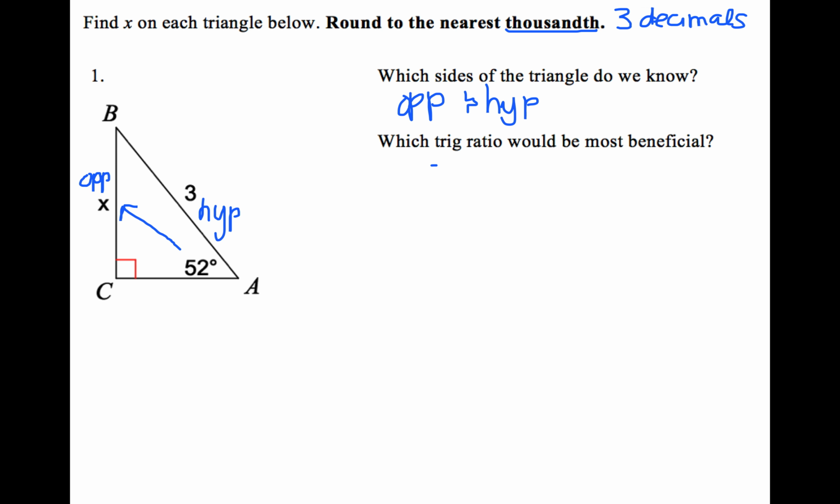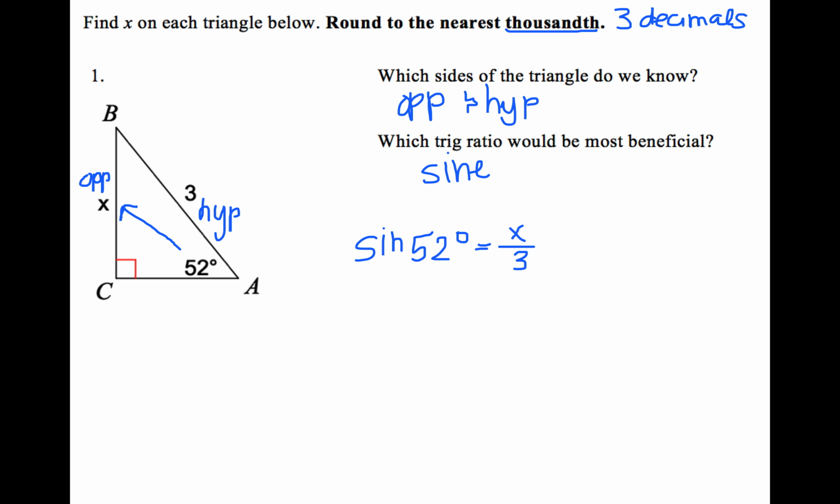Which means that we're going to use sine. So I'm going to set up my ratio. I'm going to say sine of theta, which in this case is 52 degrees, is equal to opposite over hypotenuse. So now I have an equation where I've got just one unknown.